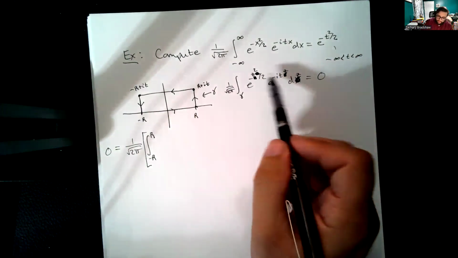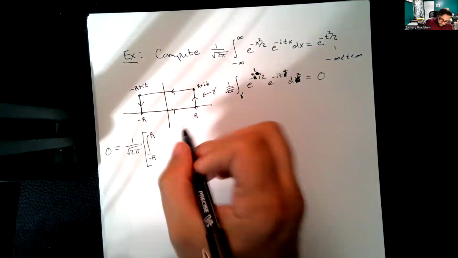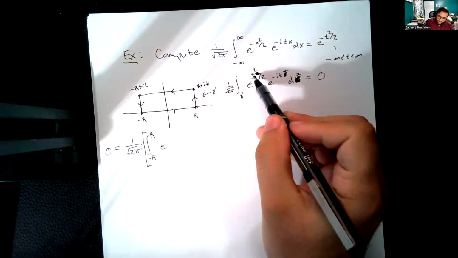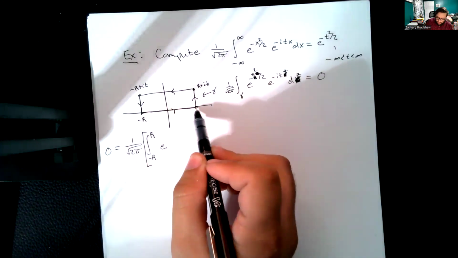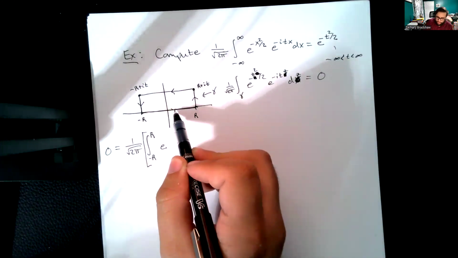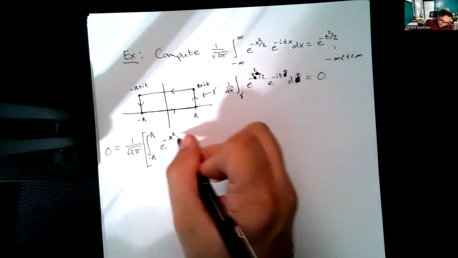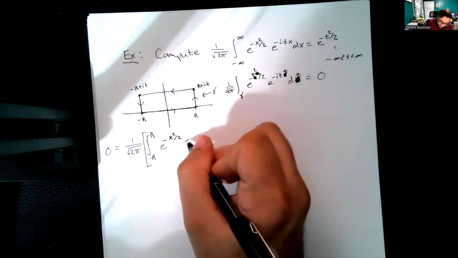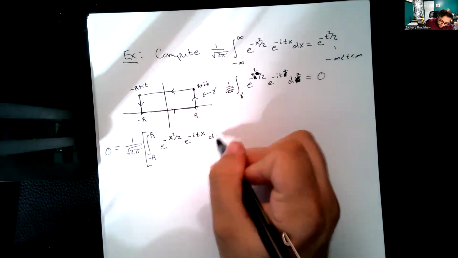But that complex integral consists of the integral from minus r to r of, and now I can parameterize z. So along the real axis here, the imaginary part is 0. So I can feel free to write this as e to the minus x squared over 2, e to the minus i t x dx.